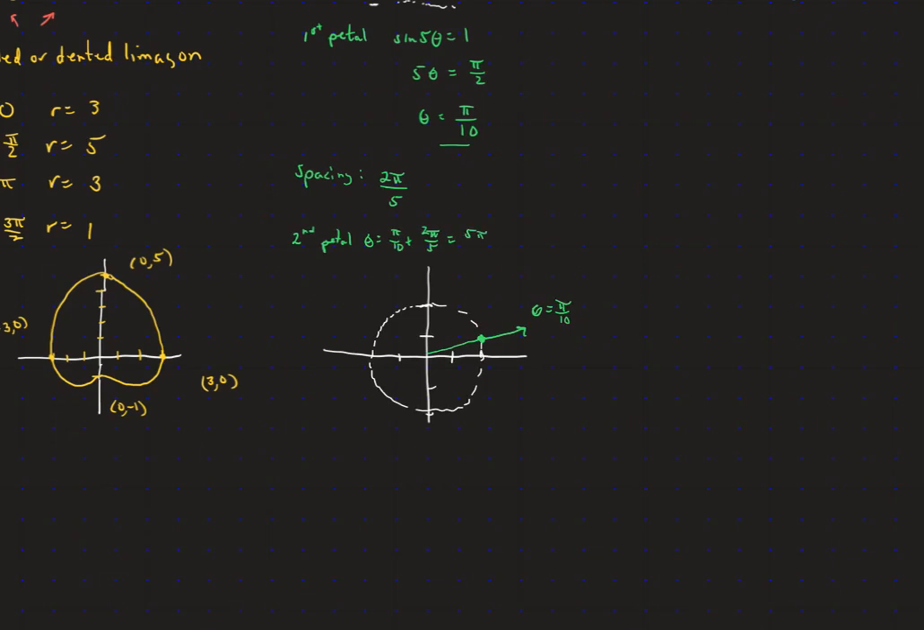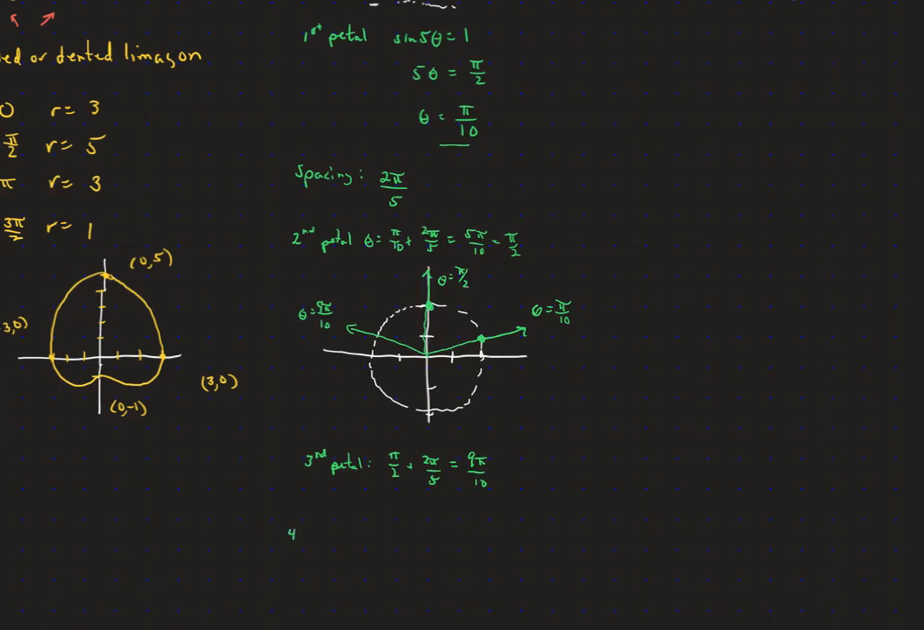That's going to make that be 5/10 or pi over 2. So there's the end of our second petal. Our third petal is going to be that pi over 2 plus another 2 pi over 5. So that's 5/10 plus 4/10, which is 9 pi over 10. That's going to be over here. There's our theta equals 9 pi over 10.